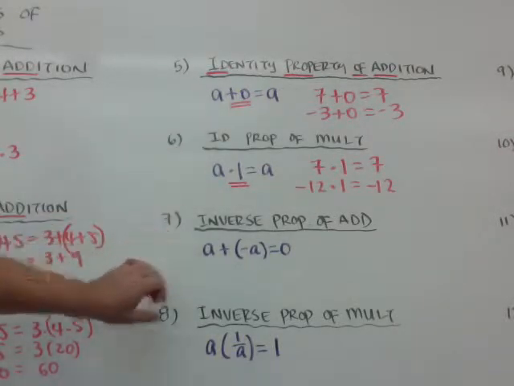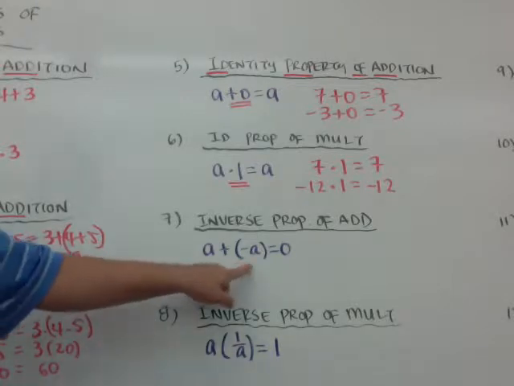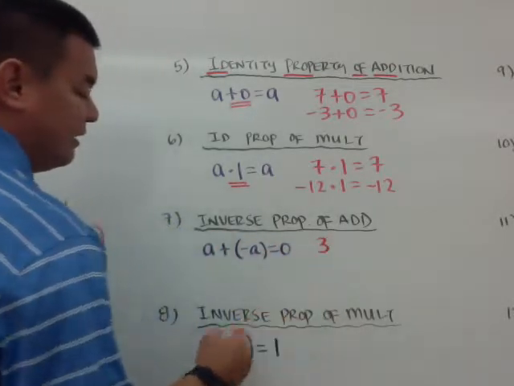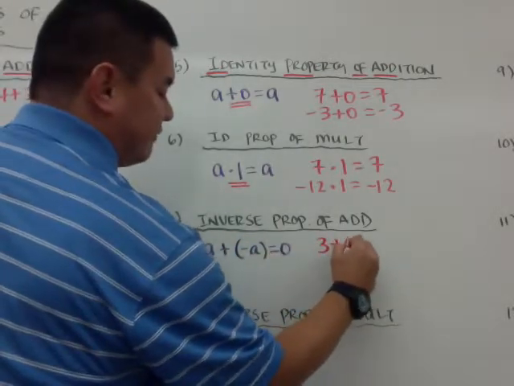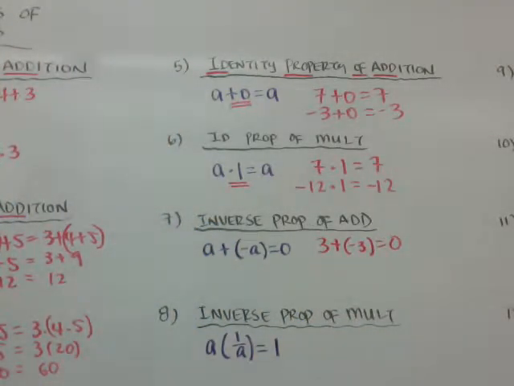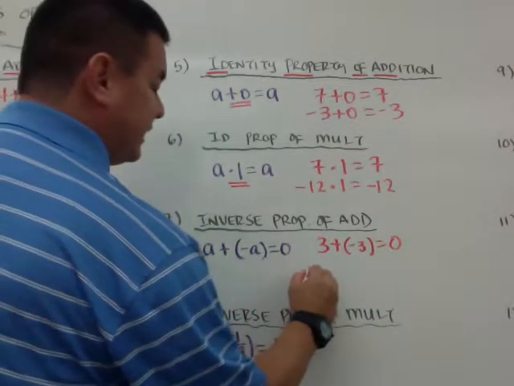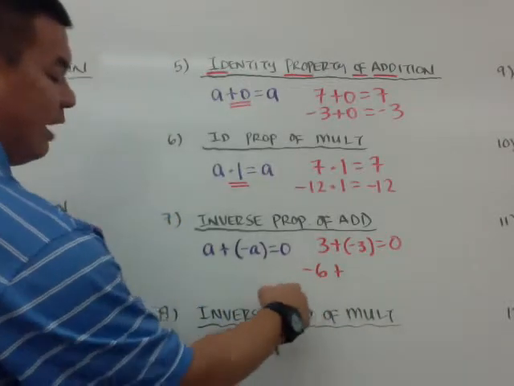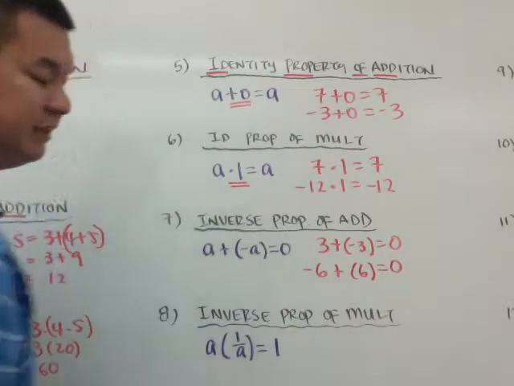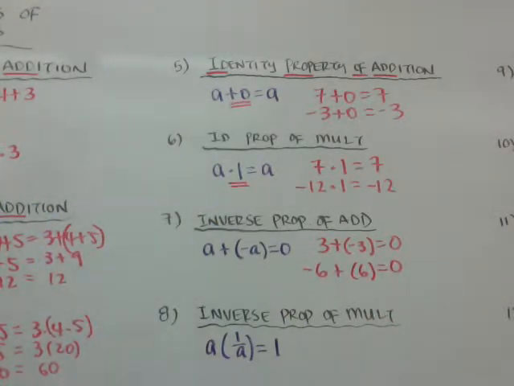The inverse property of addition is saying a number plus its additive inverse is equal to 0, or the 0 pair. So if I had 3 for A, plus the additive inverse would be negative 3, that equals 0. Or the opposite of it. So if I had negative 6 here, plus the opposite of negative 6, which is positive 6, that equals 0. So when you add it with its opposite, it equals 0.